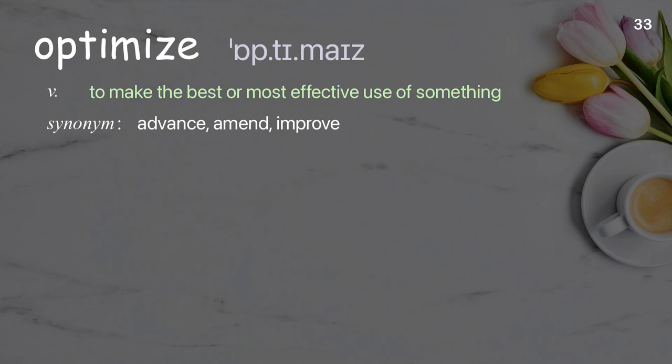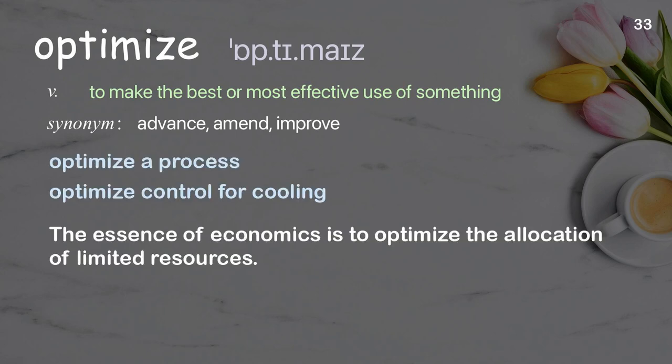Optimize. To make the best or most effective use of something. Examples: optimize a process, optimize control for cooling. The essence of economics is to optimize the allocation of limited resources.